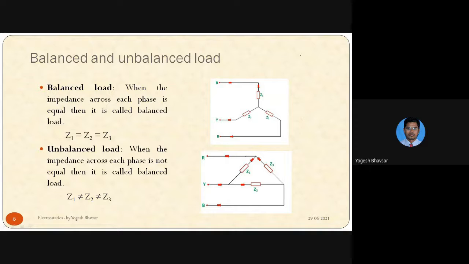Okay. So the next thing is balanced and unbalanced load. Now we are considering the load which is connected in either star or delta connection. Let us have the star connection. Now what is balanced load? Very simple. When the impedance across each phase is equal, then it is called balanced load. Or in mathematical form, Z1 is equal to Z2 is equal to Z3. What is Z? Z is the impedance, which is a combination of resistance and reactance.